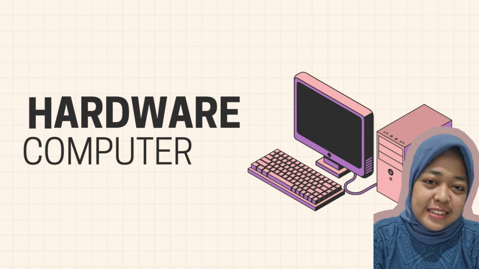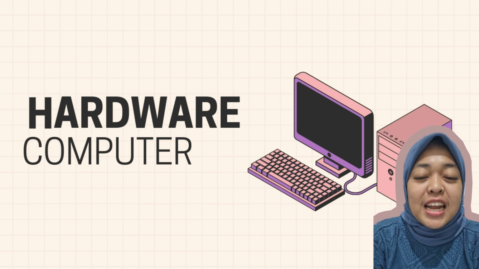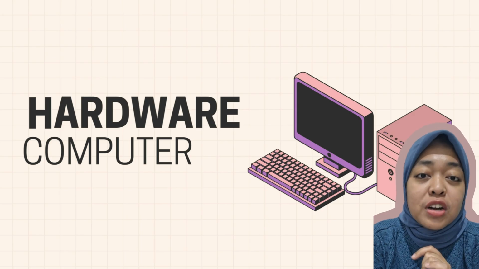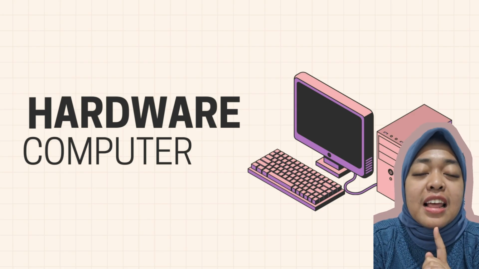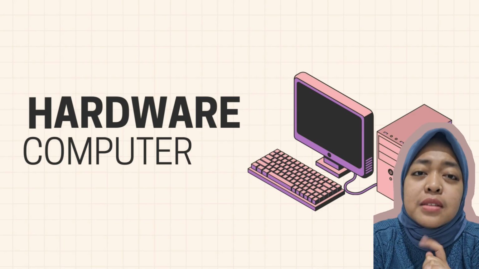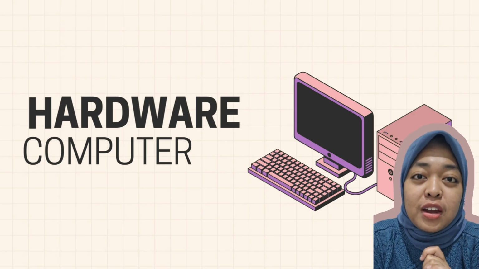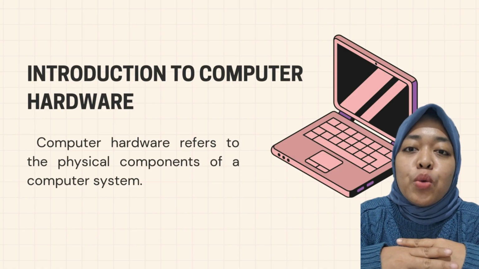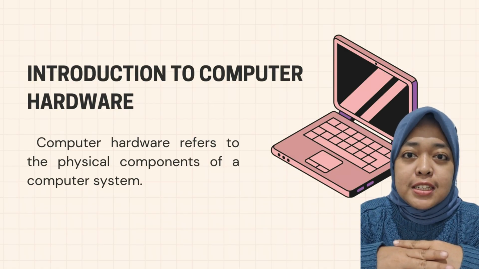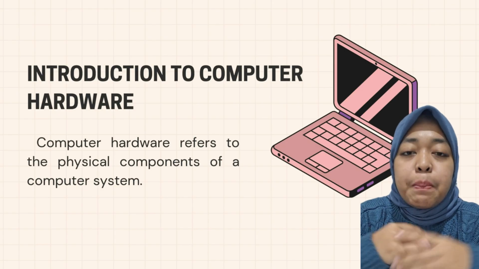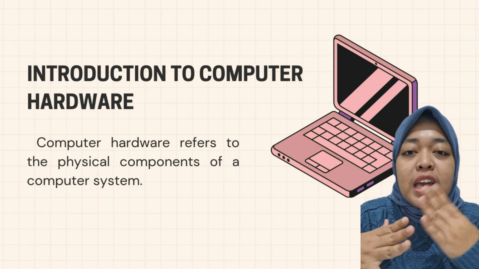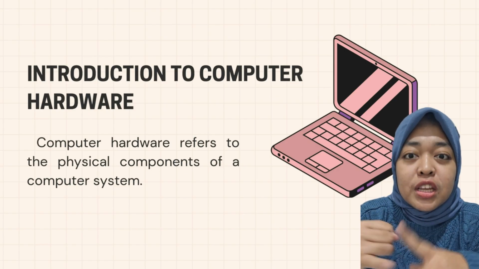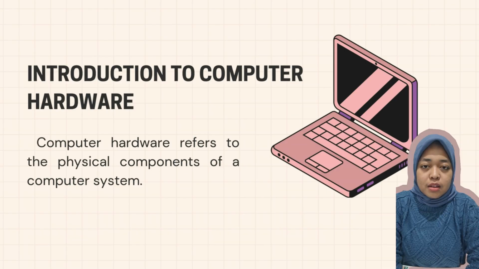Today, I would like to present a topic about computer hardware. The topic of my presentation is computer hardware. This is a very important part of every computer system. First, let's understand what we mean by computer hardware. Computer hardware refers to the physical components of a computer system. It means the parts of a computer that we can see and touch, like the keyboard, monitor, or CPU.